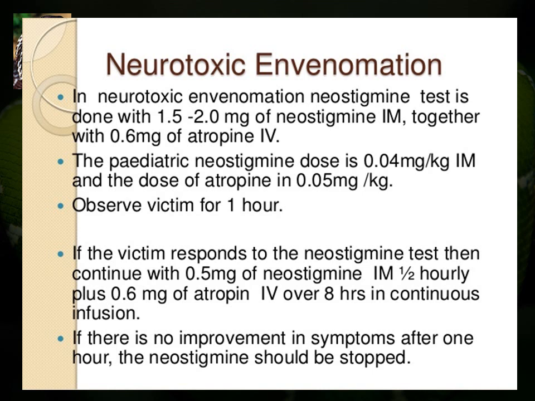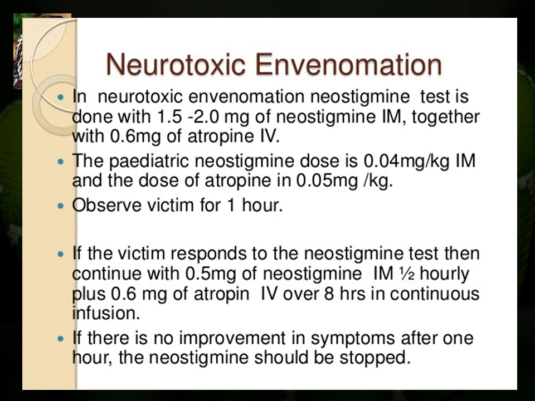The pediatric dose is also written. It is 0.04 milligram per kilogram of body weight as far as neostigmine is concerned, and for atropine it is 0.05 milligram per kilogram. Now, we observe the patient for 1 hour. We observe whether there is any improvement of the neurological signs and symptoms. That means whether the ptosis is being corrected, whether the respiratory rate has changed or not. We call it a breath count.